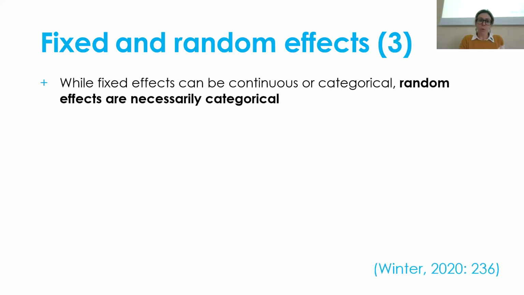So whilst fixed effects can be continuous or categorical, as that cryptic quote by West was trying to tell us earlier, random effects must be necessarily categorical, right? So even if you have hundreds of categories, they remain categories, right? They are not numbers.